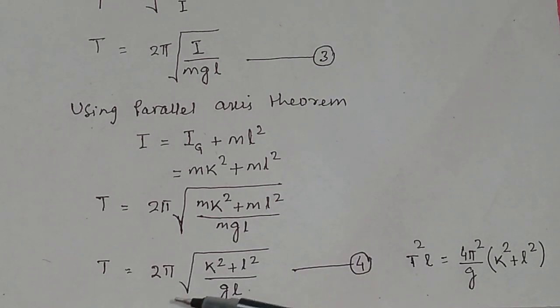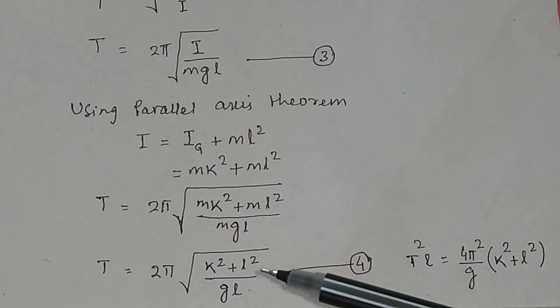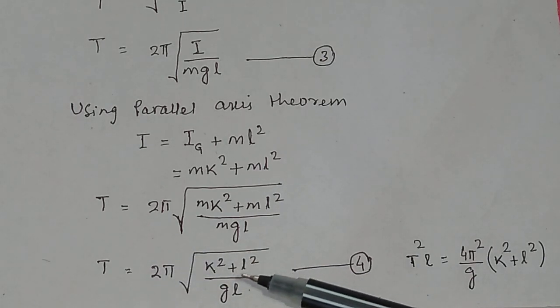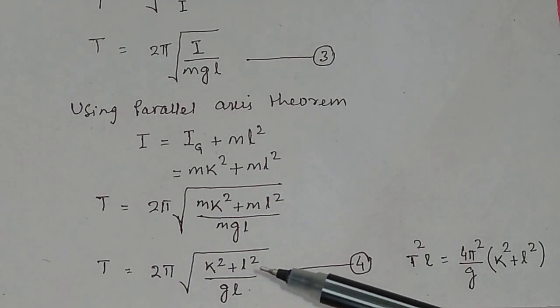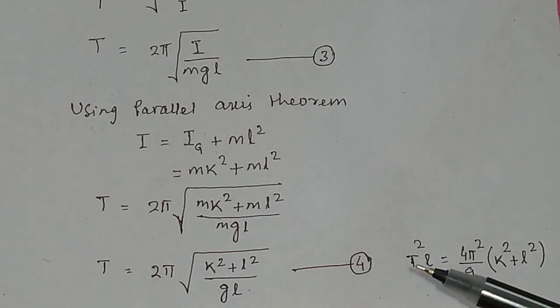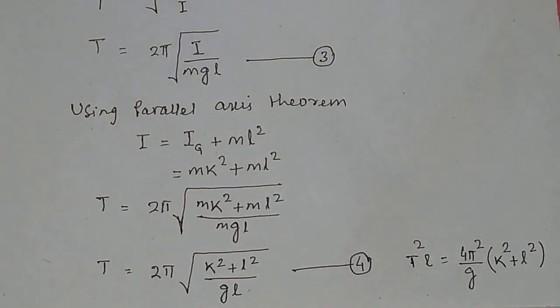So T will be equal to 2π square root of (k square plus l square) divided by gl. And this is the well known formula for the time period of a compound pendulum. You can rearrange the terms like this: T square into l will be equal to 4π square divided by g into (k square plus l square).